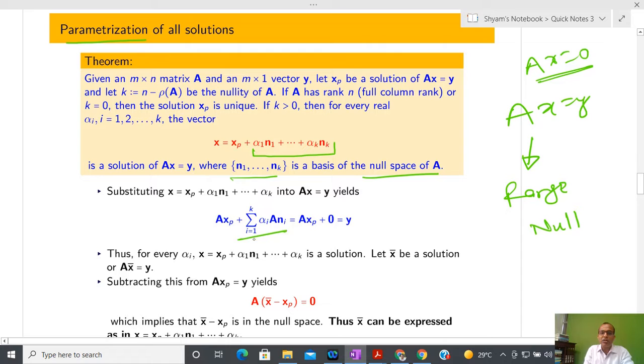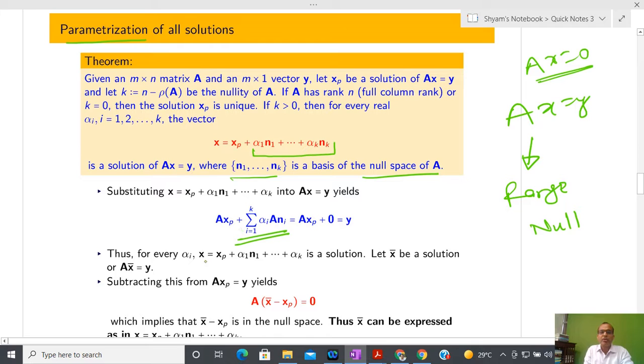This is 0 due to the definition of the nullity, because we are saying that a null vector, if it operates on A, will produce 0. Okay, so in this way I am saying that xp also satisfies the solution, and xp is going to fall in the range space.